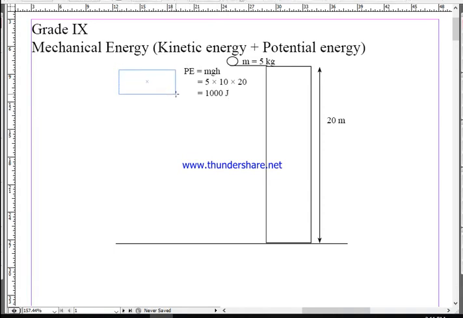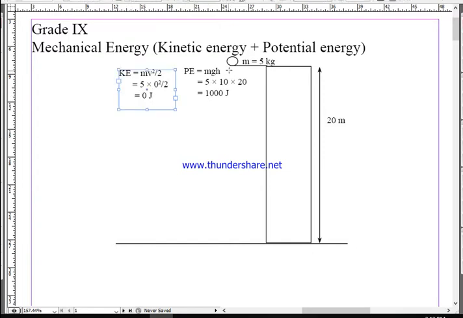And what about its kinetic energy at that height? KE equals mv square by 2. Now it definitely has a certain mass, 5 kg. But is it moving? It is not moving, so its velocity is 0, and overall it equals 0 joule. What I'm trying to tell you here is, when this ball is at a certain height, it has 1000 joule of potential energy, but it definitely does not have any kinetic energy. It has 0 joule of kinetic energy.